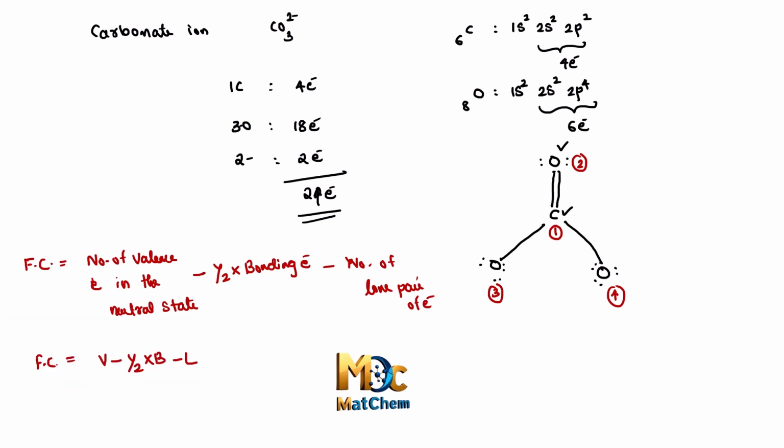Okay, fine. Now, if you take each species, first the formal charge on the first species, FC1, let it be carbon. How many valence electrons are there? 4 valence electrons are there, minus. Is there any lone pair?